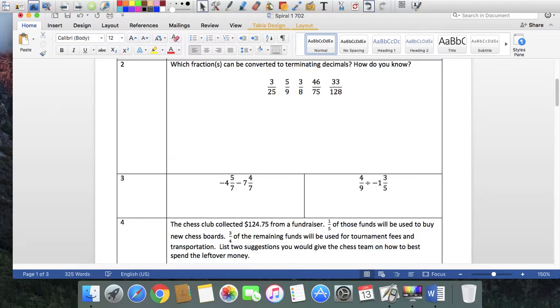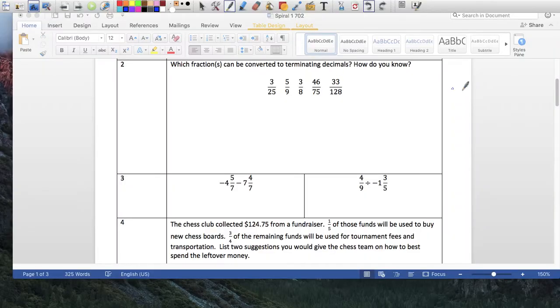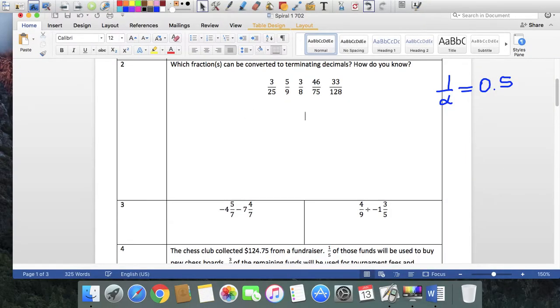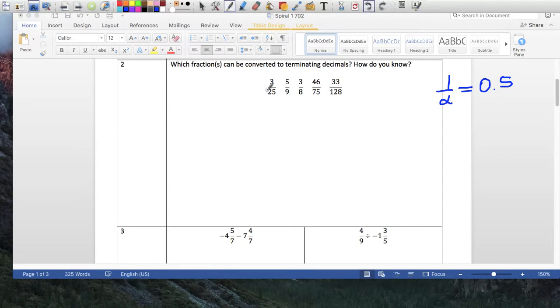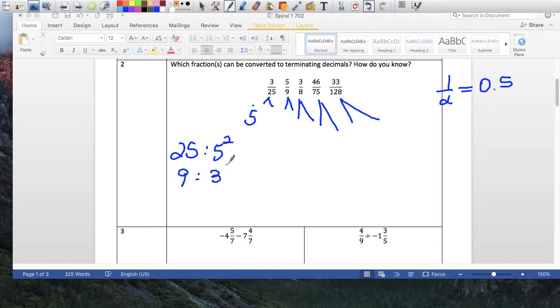Which one can be converted to a terminating decimal? So remember, a terminating decimal, like a half, is a decimal that terminates because it stops right there. It doesn't continue on and on. So one of the tricks to know this, or one of the things that you should remember, is that if you break the denominators here into their prime factors, you'll notice some similarities. So 25 is 5 and 5, so I can write 25 as 5 squared. 9 is 3 squared. 8 is 2 to the third power.